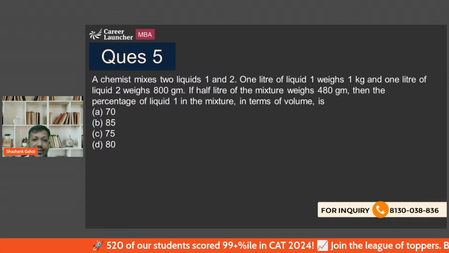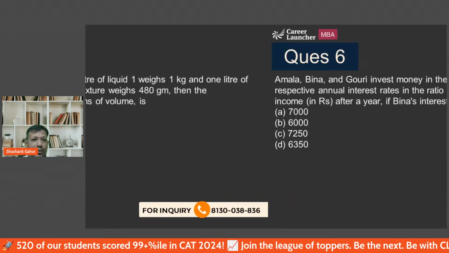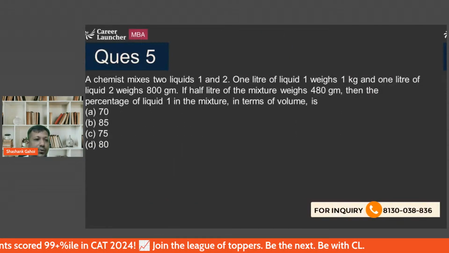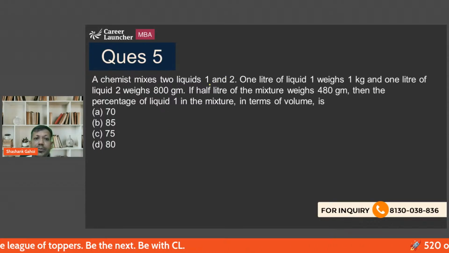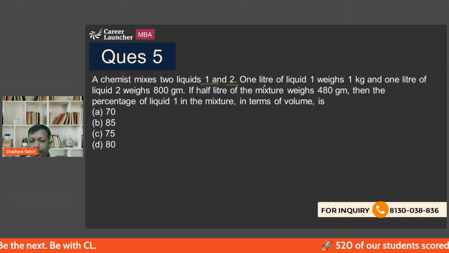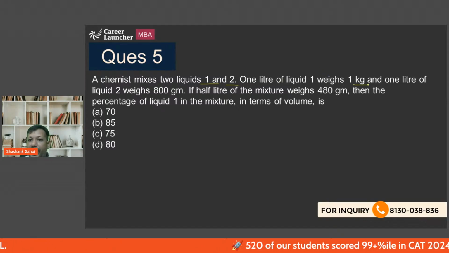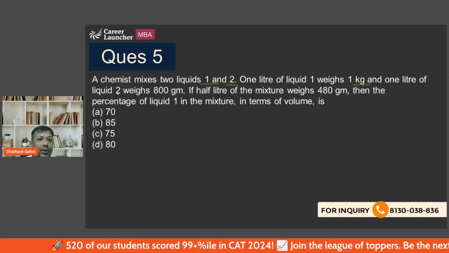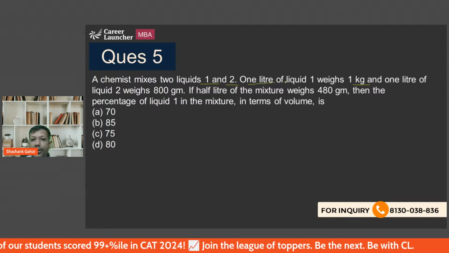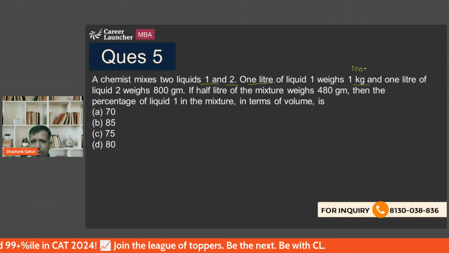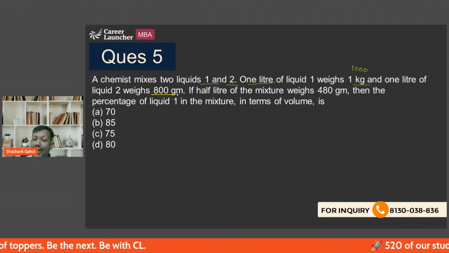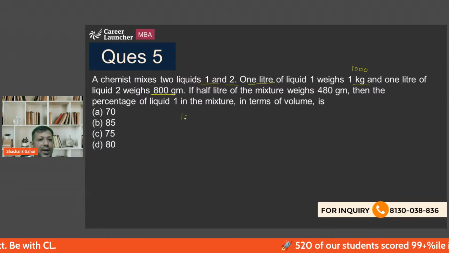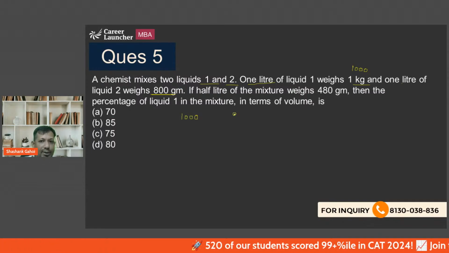What does it say? Is it easy? Okay. So we have two kinds of liquids. Chemist mixes two kinds of liquid, liquid 1 and liquid 2. The weight of 1 liter of liquid 1 is 1 kg, and 1 liter of liquid 2 is given too. So 1 liter is 1 kg, or I would say 1000 grams. And the liquid 2 is 800 grams. So I am mixing 1000 grams and 800 grams.